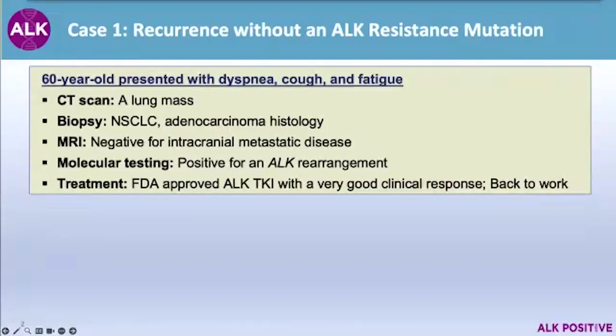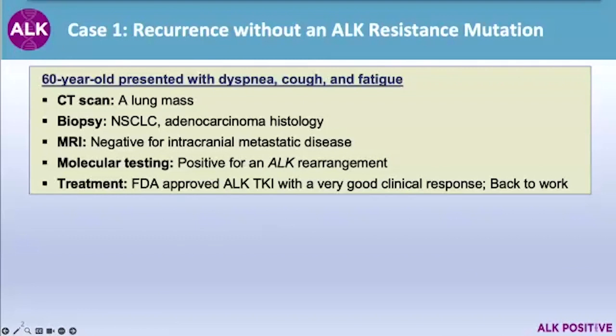Case number one: the topic of discussion is what happens with recurrence without an ALK resistance mutation. And of course, Alice highlighted some of that this morning in her presentation about the complexity of the different kinds of resistance mechanisms that can occur in an ALK lung cancer patient. So in this case, we're talking about a 60-year-old presenting with shortness of breath, cough, and fatigue. Sure, that sounds familiar to some of you.